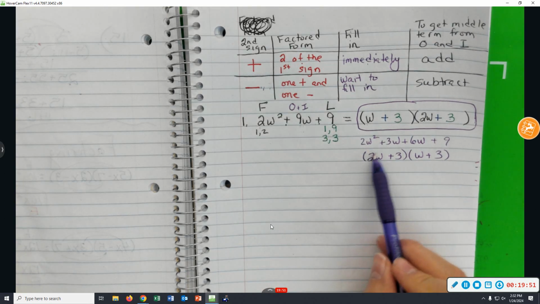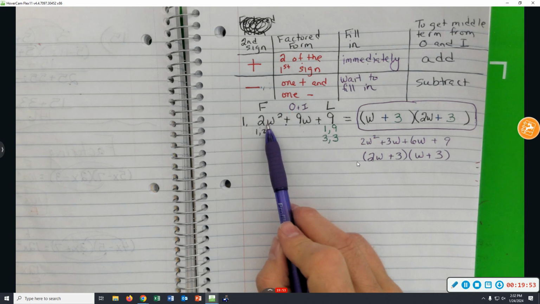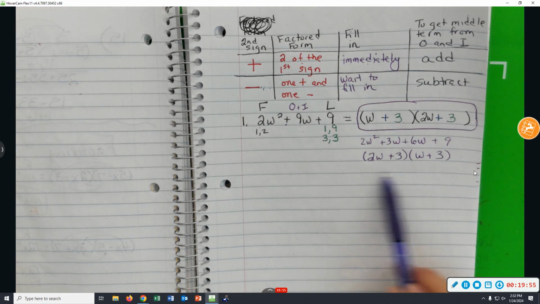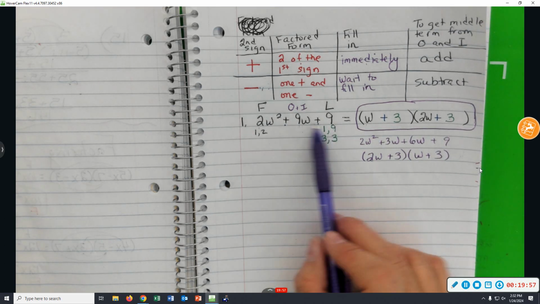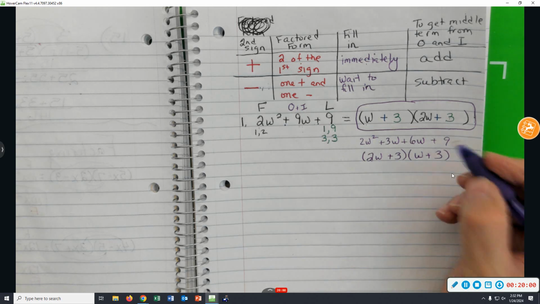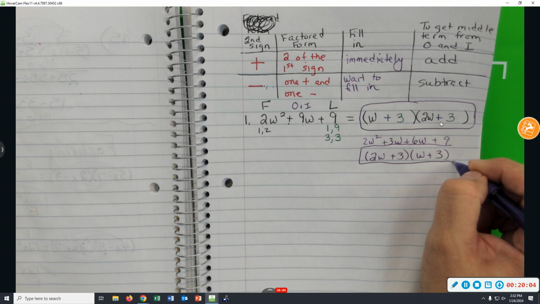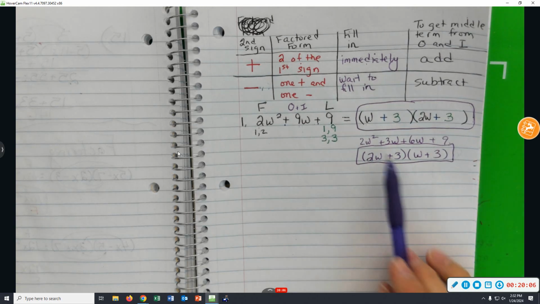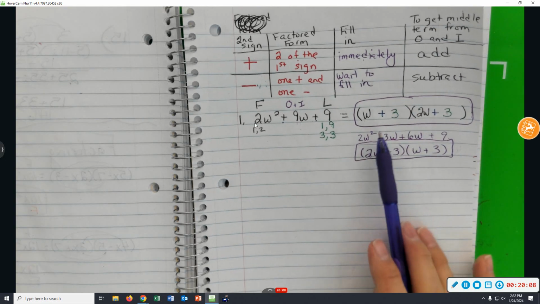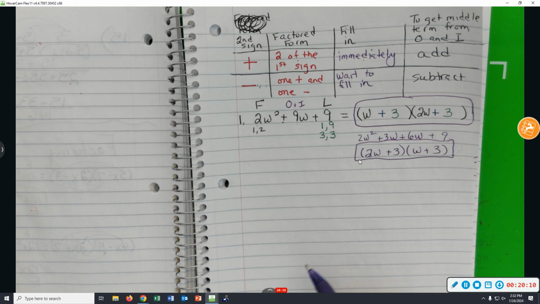You're going to have to type this into MyMathLab. If you typed it in the second way, would you still get the correct answer? Yes, you would. Multiplication is commutative. As long as you have the same thing inside the parentheses, the order of the parentheses doesn't matter. So I could type either one of those, and MyMathLab would accept the answer. Any questions there?